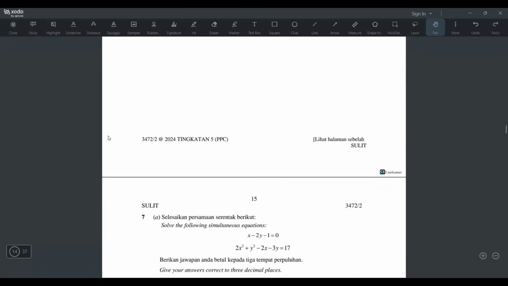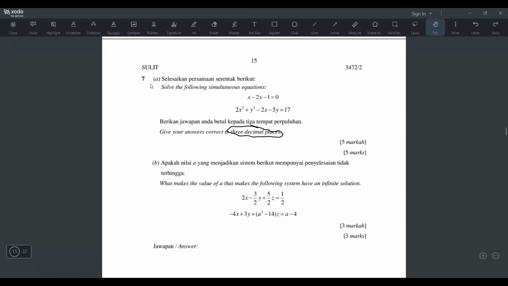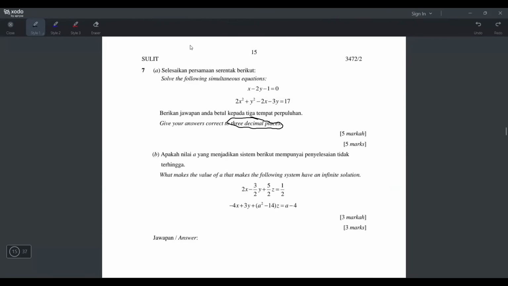Okay, I want to do number 7. I will write my working here. Solve the following simultaneous equation. Solve means find x and y. Give your answer correct to 3 decimal places. If they mention something like this, give to 3 decimal places, it means later your answer will have decimal points, and the answer cannot be changed to a fraction. That's why they say correct to 3 decimal places.